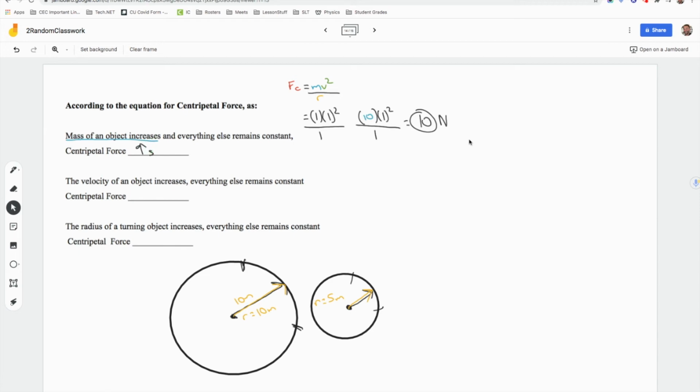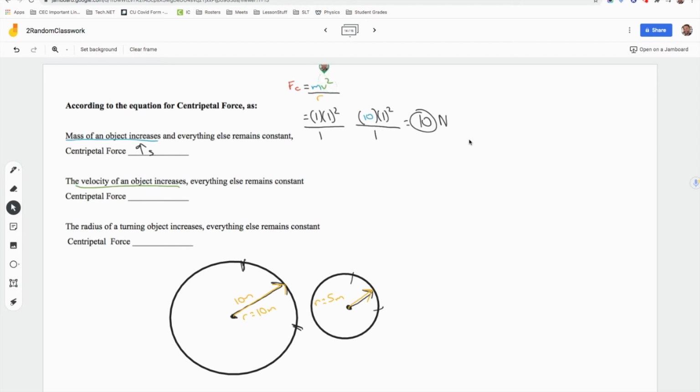Okay, so let's do this again. Let's go down a little bit to the next one. We talk about velocity. So as the velocity of an object increases, remember when I talk about velocity, I'm just going to have to square it. So this is actually going to have the most impact on it, right?